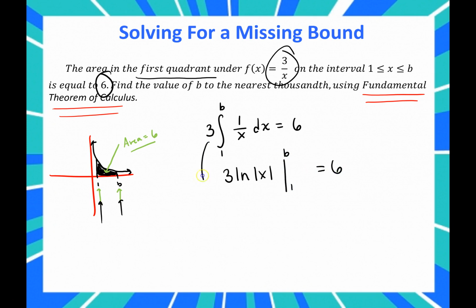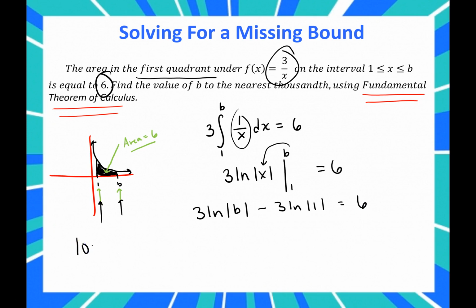So you see what I did there? I put the 3 back here. I've got the integral of 1 over x is this. And now that I've taken the integral, I've got to evaluate it from my lower bound, 1, to my upper bound, b. All right, so I'm going to plug in b. So I'm going to get 3 ln absolute value of b minus 3 ln 1 is equal to 6.